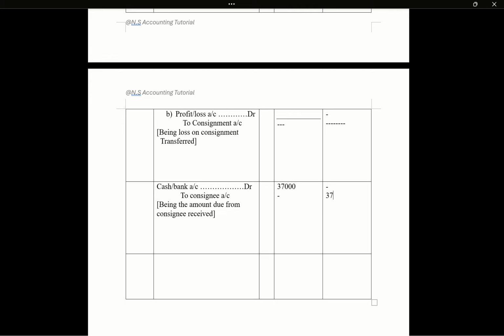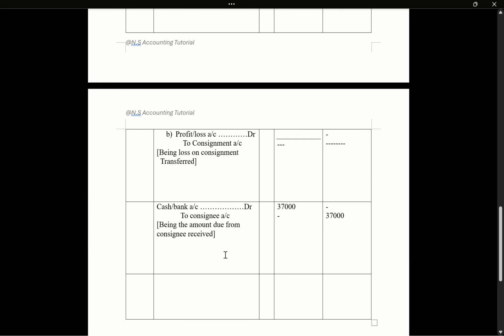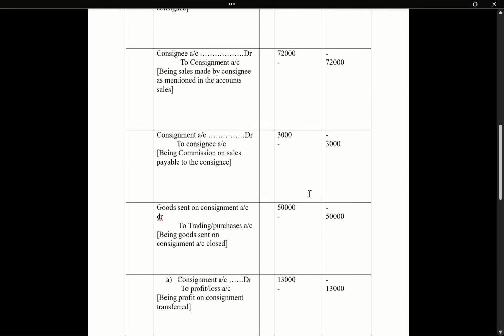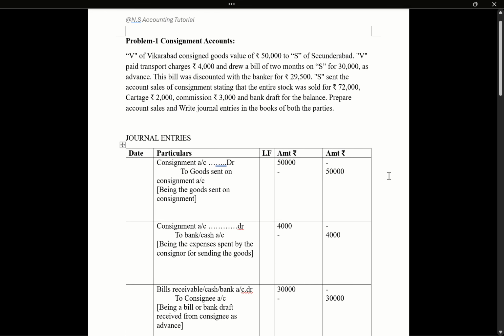After doing the sum, we will do some calculations. Then we will get to know if the consignment account is in profit or loss and how much we are getting from the consignee. Okay, I hope you got the journal entries. Based on this, we will do the consignment accounts. It is same like ledger posting.